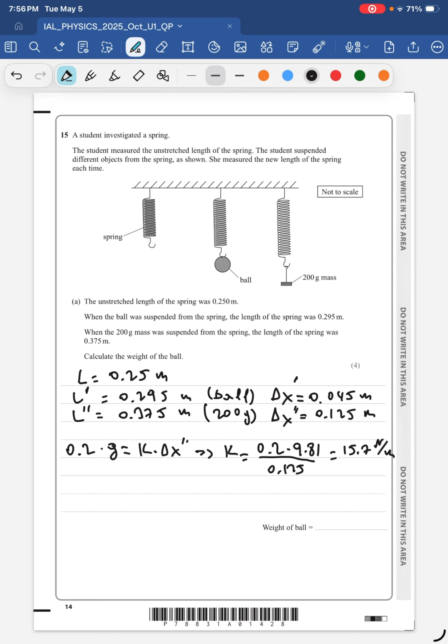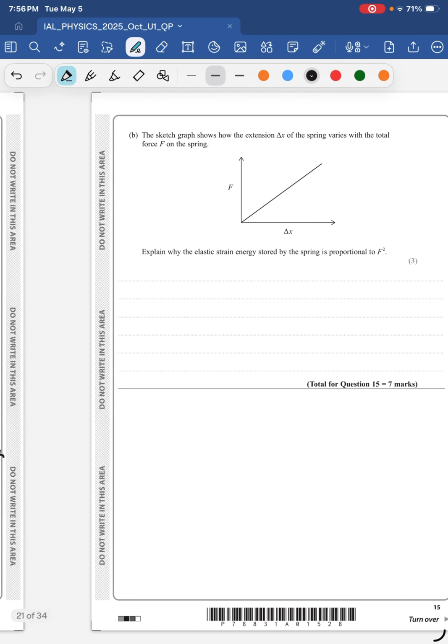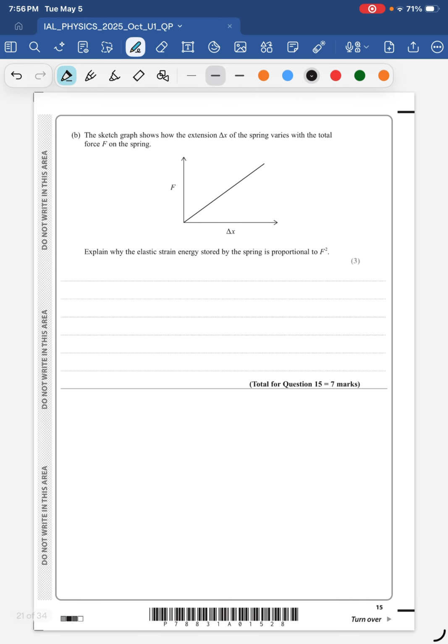And now the weight of the ball is going to be equal to k times delta x prime. So we have 15.7 times 0.045. This yields 0.71 newtons for the weight of the ball. Okay, that's that. Let's move on to the other part of the question.